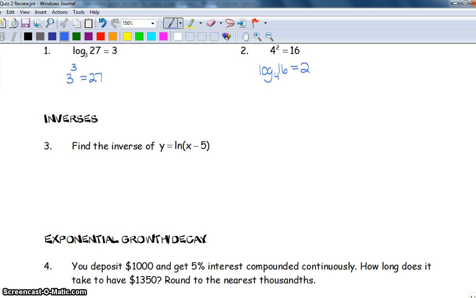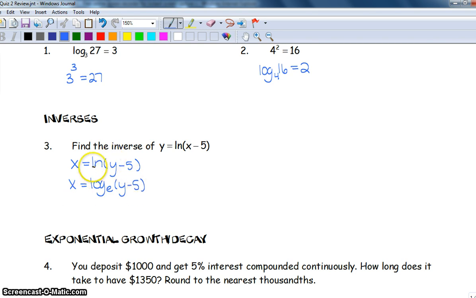The next thing is writing the inverse equation. Just like the inverses that we did in the previous chapter, the first step is switching your x and your y. So we've got x equals the natural log of y minus 5. And the way to switch it and get y solved for is, we know that the base here, if I rewrite this, is log base e.